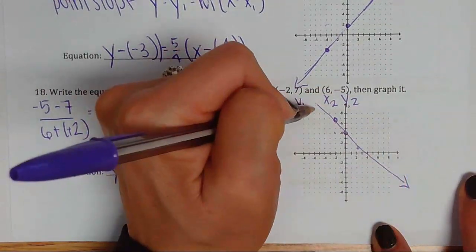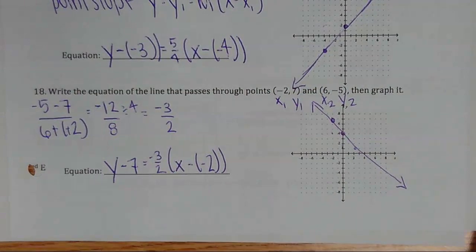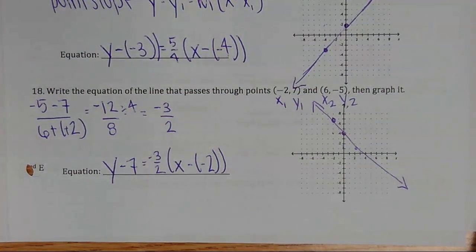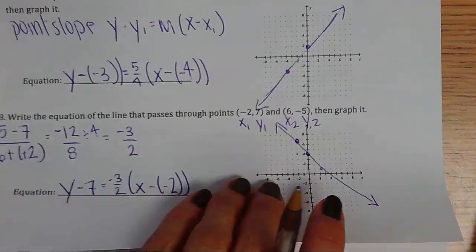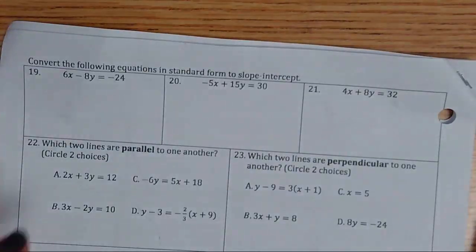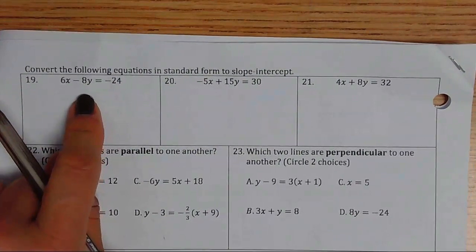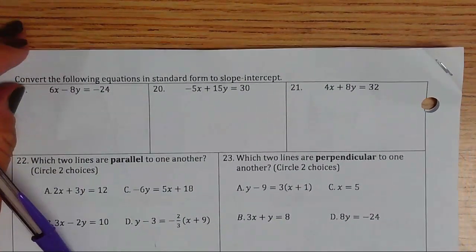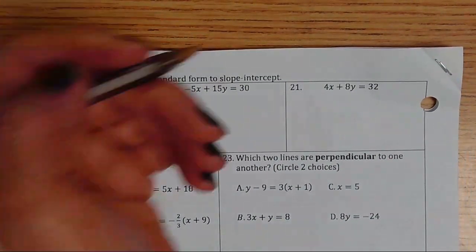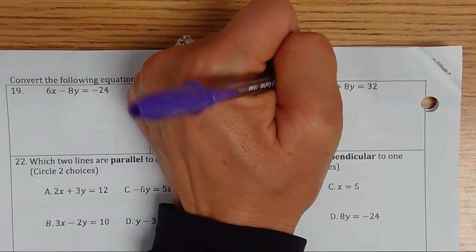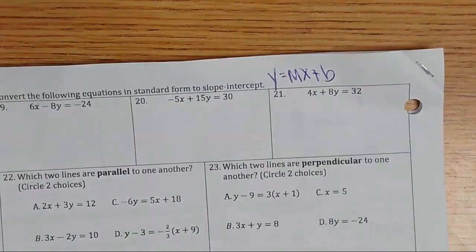And I'm going to just go ahead and sketch my line. Okay, last page of this very long video. We've got to convert this equation from standard form to slope-intercept. So remember, that's y equals mx plus b.